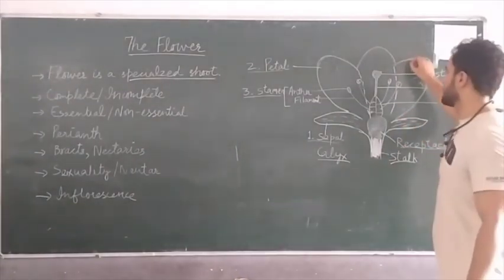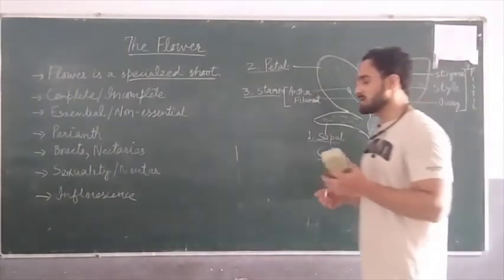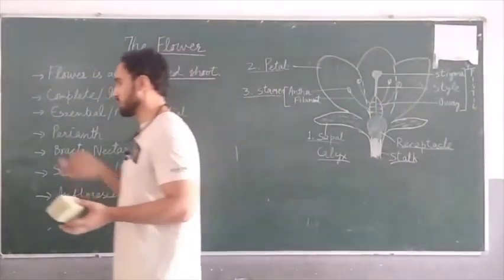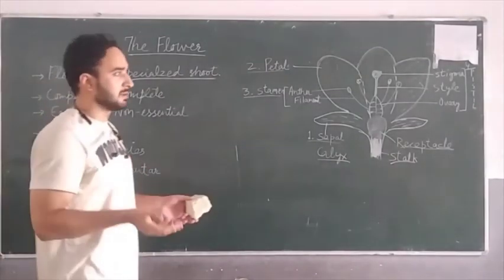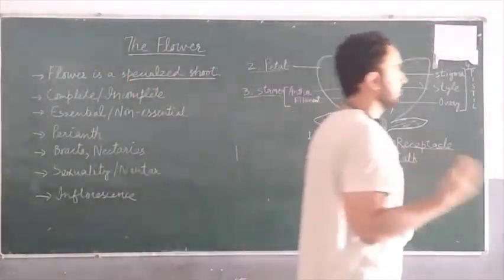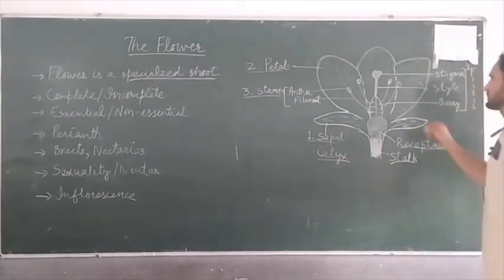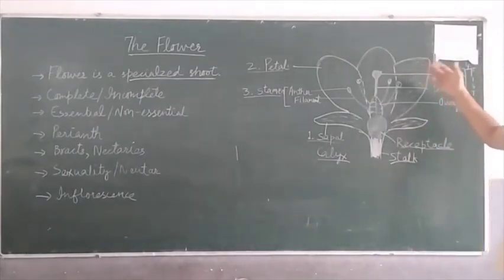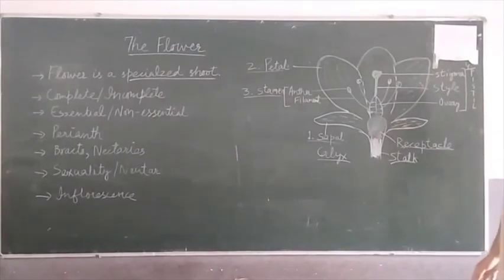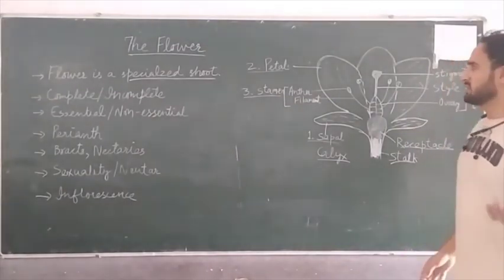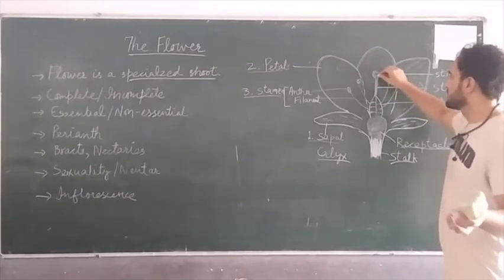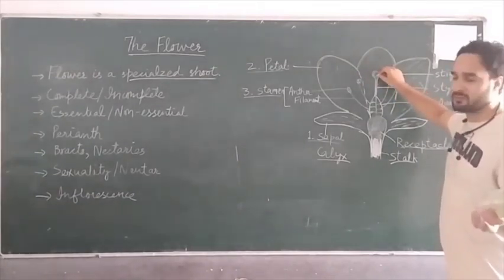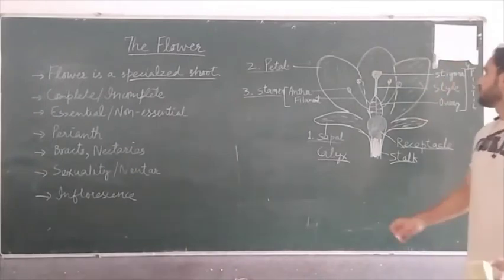Because of their beautiful color, they are going to attract the insects, the honeybees, for pollination. So these are actually meant to attract the insects for pollination. What is pollination? Pollination is the transfer of pollen grains from the anther of the stamen to the stigma of the pistil. We shall discuss this later.